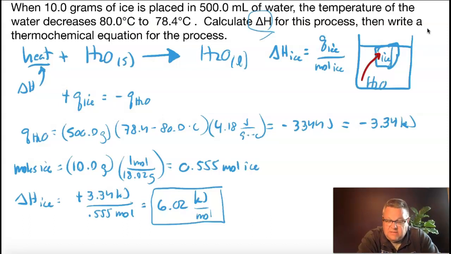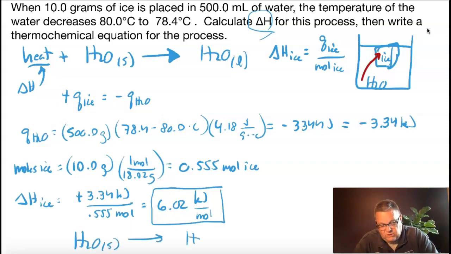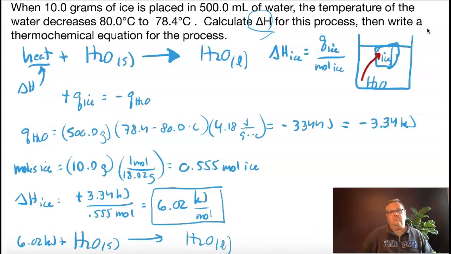The last thing asked here is to write a thermochemical equation for the process. Melting ice is going to be H2O solid going to H2O liquid, and then to make that a thermochemical equation, I'm going to put that delta H of ice in, since it's positive, on the left-hand side, and there's my thermochemical equation.